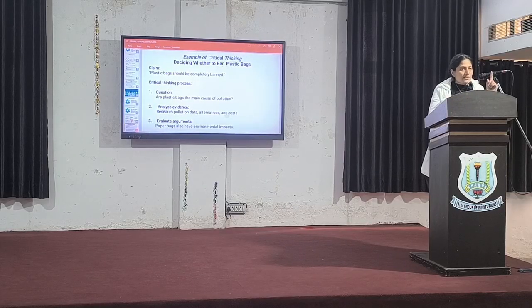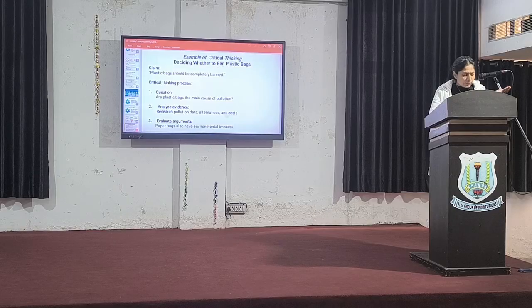Critical thinking process. First process क्या होगा? We have to question. Are plastic bags the main cause of pollution? First question. Then analyze evidence through research, pollution data. We have to analyze it. Then we have to see if there are other alternatives and how much it costs.